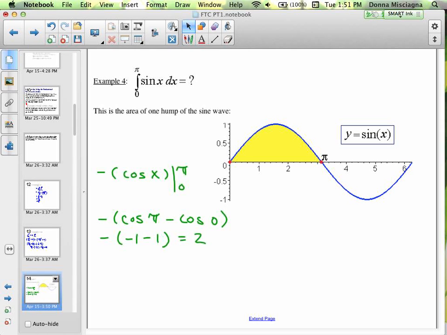And we can see that it's above the x-axis. If we evaluate it all the way to 2 pi, then the negative and the positive would cancel each other out.